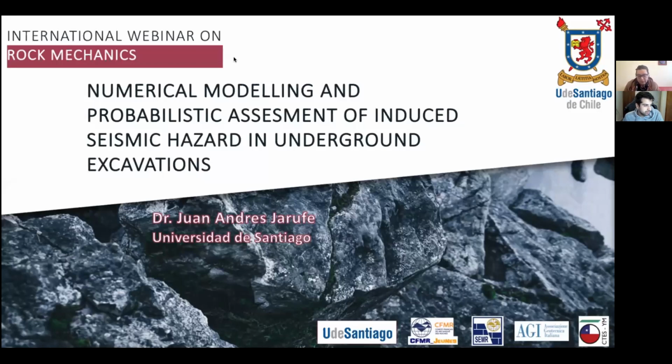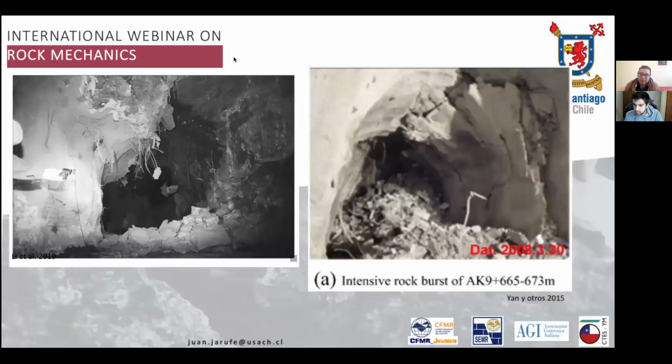So I'm going to do a brief presentation about numerical modeling and how we can do a probabilistic assessment of the seismic hazard in underground excavations. This presentation is basically about how we can mitigate those things we are looking at there, those pictures, like two cases of rock burst. I'm sure you have seen or experienced some rock bursts in some way, and you know that we engineers have to find ways to mitigate these things from happening.